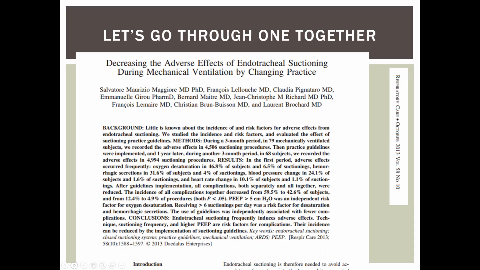In the first period, adverse effects occurred frequently. O2 desaturation occurred in half of the subjects and 6% of their suctioning. Hemorrhagic secretions, 31% of subjects, 4% of suctioning. Blood pressure change in 24% of subjects. Heart rate change in 10% of subjects. Wow.